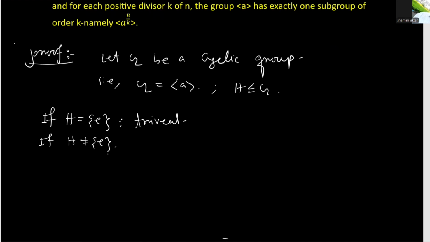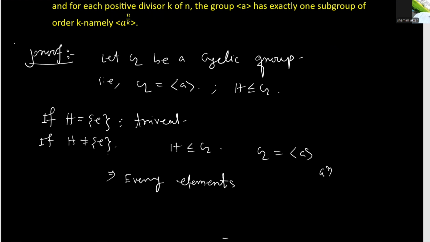here H is a subgroup of G, so every element of H is also an element of G. Already given G is cyclic and G equals the generator of A, and every element of the generator of A is of the form A to the power n for some n belonging to Z. So this implies every element of H is of the form A to the power t for some t belonging to Z, because every element of H is also an element of G.